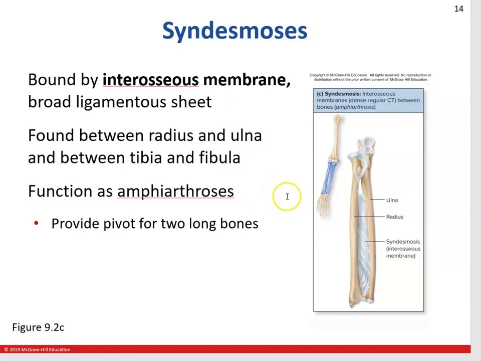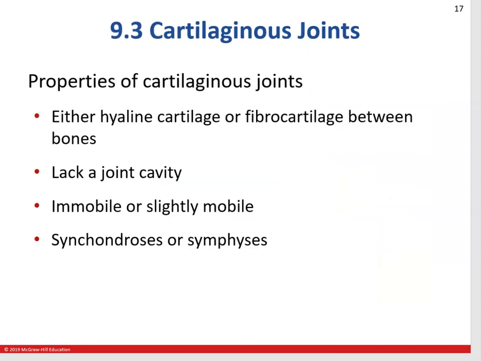And this is going to allow some movement between these bones. So functionally, these are classified as amphiarthroses. And it allows the radius to pivot. It allows these two to rotate around each other. So that's going to allow you to have supination and pronation. All right, so that is our fibrous joints.